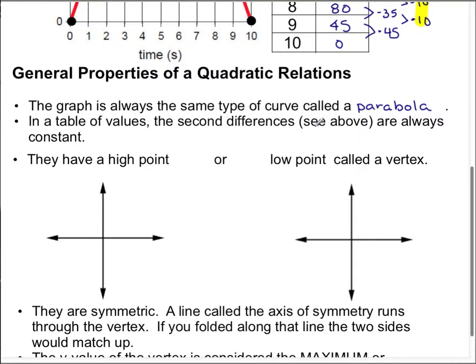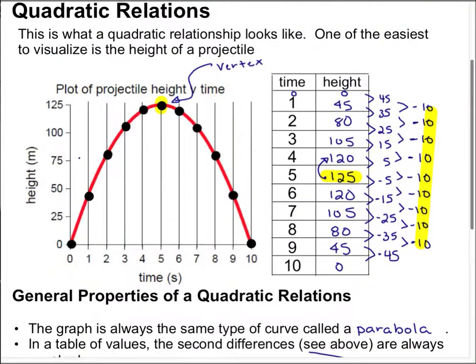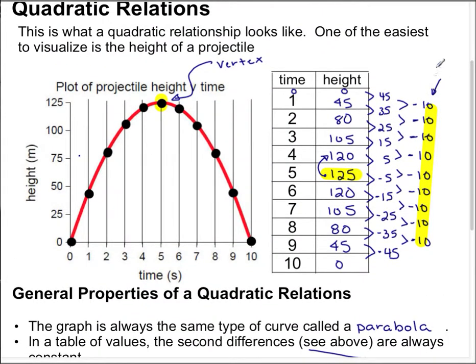In the table of values, the second difference is, see above, we just did this. This is called the second difference, right here. That second difference is always constant. When we did it the first time, that was the first difference.